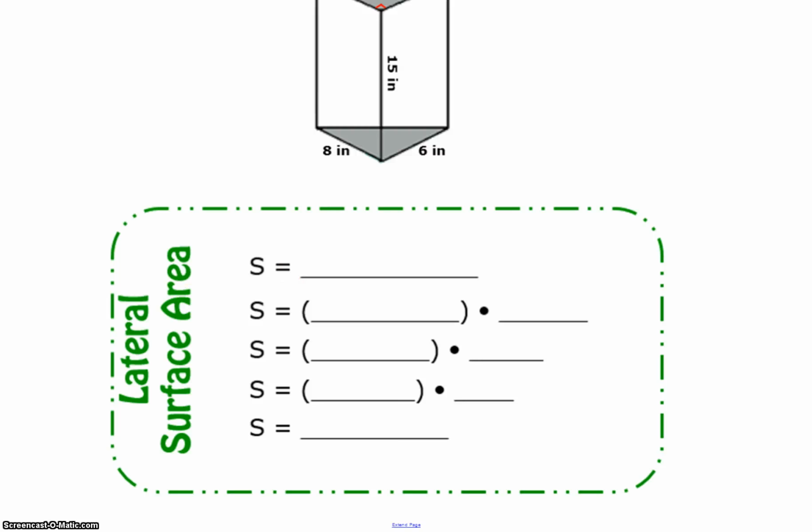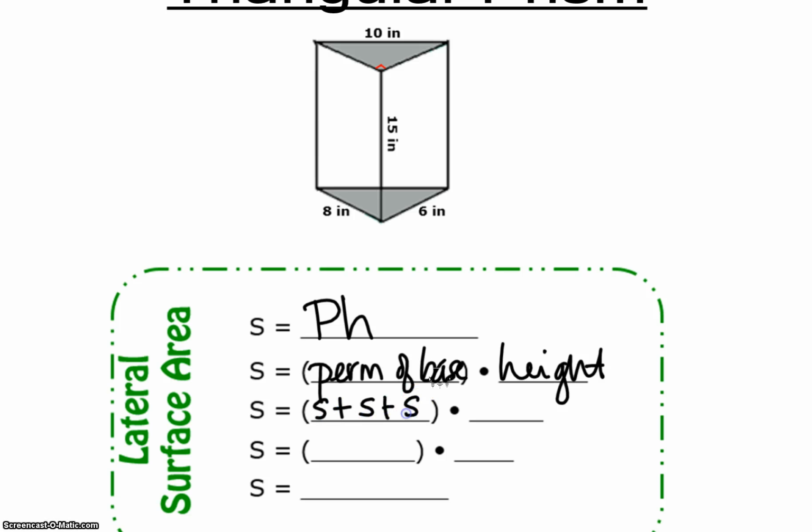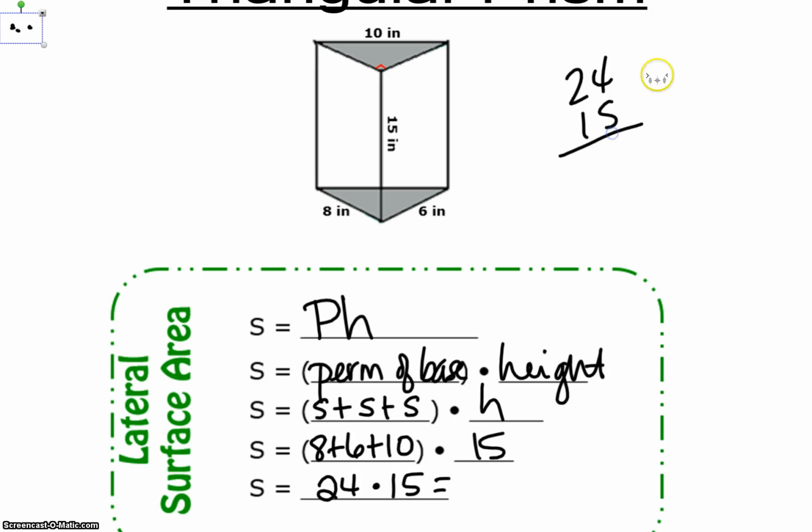So S equals perimeter of the base times height. So the perimeter of the base is side plus side plus side, times height. And our sides are 8 plus 6 plus 10, and our height is 15. So 8 plus 6 is 14, plus 10 is 24, times 15 equals... I don't have my calculator, so I'm going to come over here.